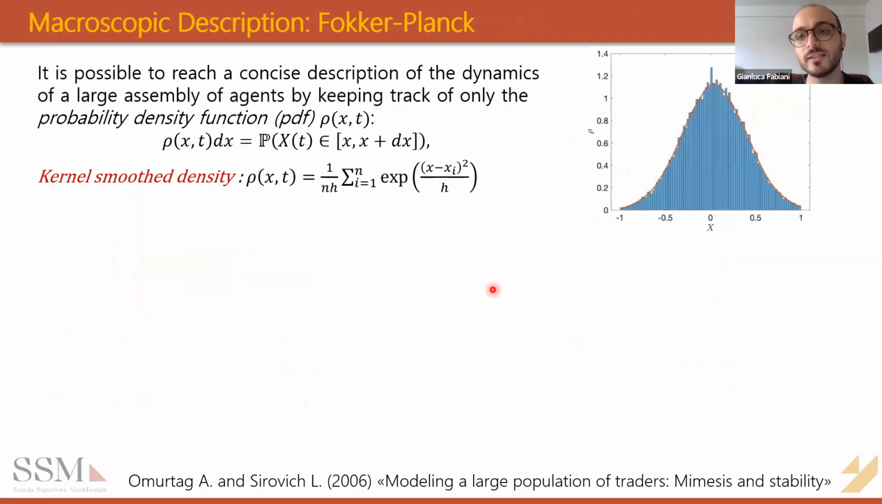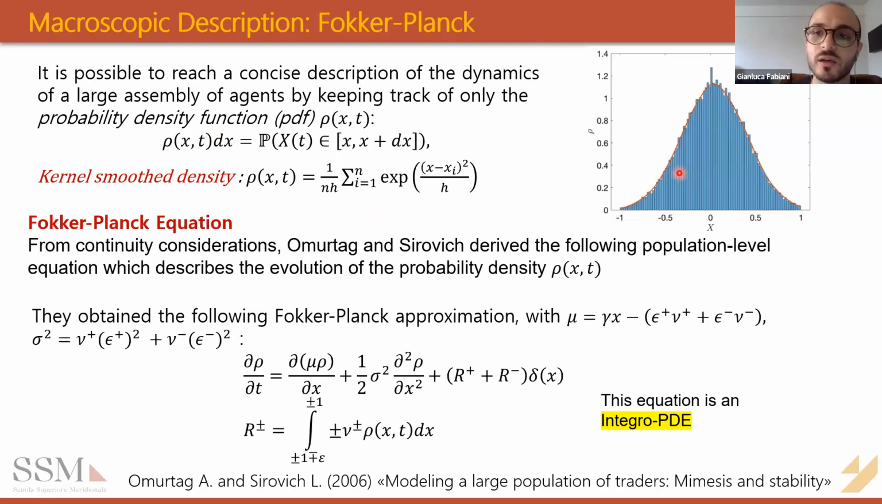So actually for this system, we can derive a concise description, just considering a probability density function over the agent. For this probability density function, Omurtag and Siforovich in 2016 found an integral Fokker-Planck PDE that is an approximation at a macroscopic level of the problem. But this is an integral PDE because there are these two terms, plus and minus, that are estimated. So the equation is closed with this integral.